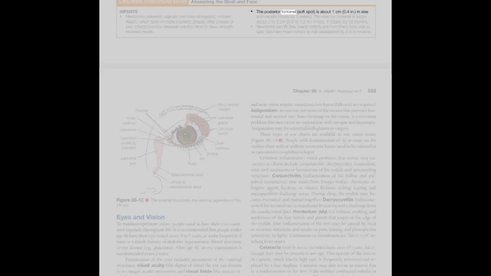The posterior fontanelle, soft spot, is about 1 cm (0.4 inches) in size and usually closes by 8 weeks. The anterior fontanelle is larger, about 2 to 3 centimeters (0.8 to 1.2 inches) in size. It closes by 18 months. Newborns can lift their heads slightly and turn them from side to side. Voluntary head control is well established by 4 to 6 months.